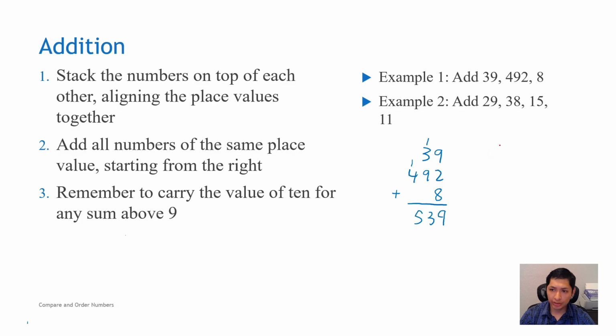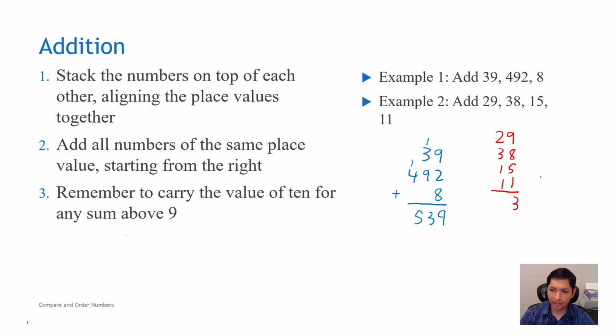It says add 29, 38, 15, and 11. So again, I can organize them or stack them in the order that they provided them, or you can change the order. For addition, it does not matter. But if I add 9 and 8, that gives me 17. If I add a 5, that gives me 18, 19, 21, 22, and then 2 plus 1 is 23.